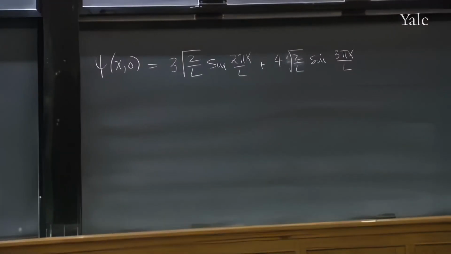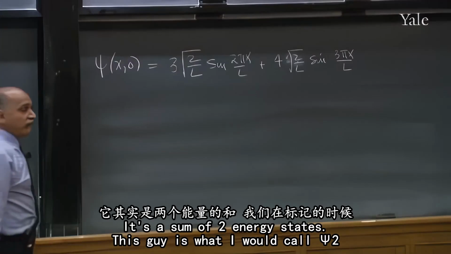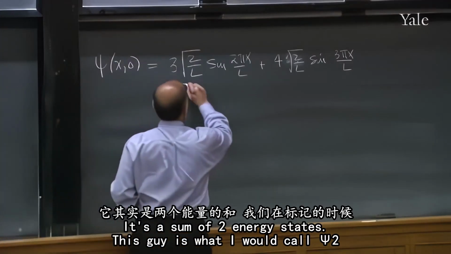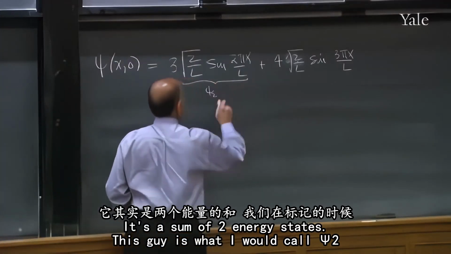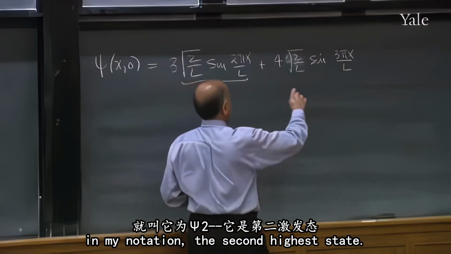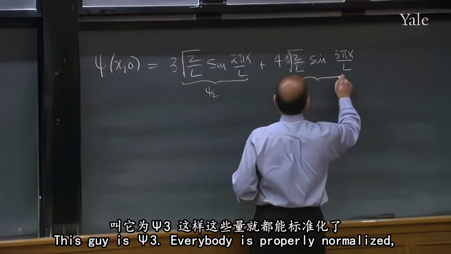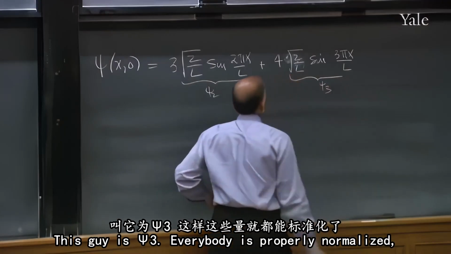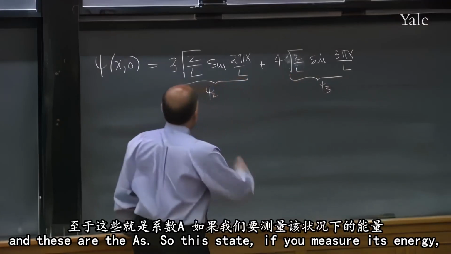What does it look like? It's a sum of two energy states. This guy is what I would call psi sub 2 in my notation, the second highest state. This guy is psi sub 3. Everybody is properly normalized. And these are the A's.